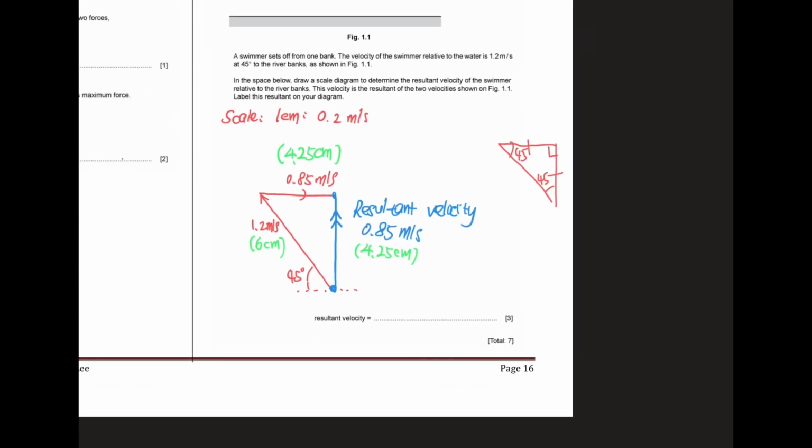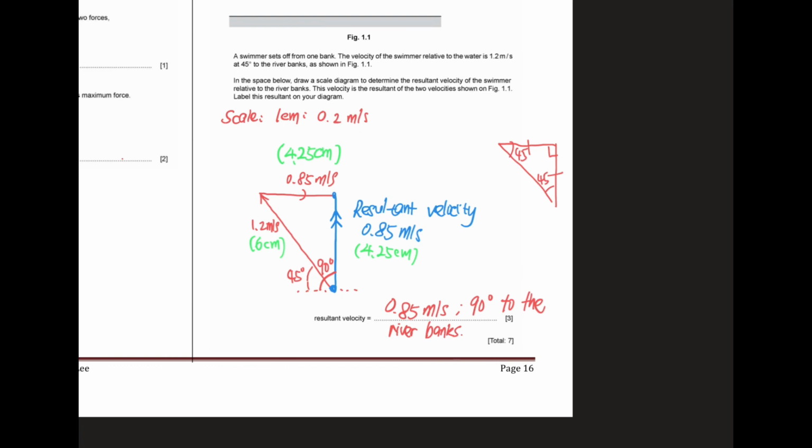Because of that, the resultant velocity is 0.85 meters per second, and because this is velocity, it has magnitude. 0.85 is the magnitude. It also has direction. Of course, you can just measure it from here to here. Use protractor, you get 90 degree, so 90 degree to the river bank.